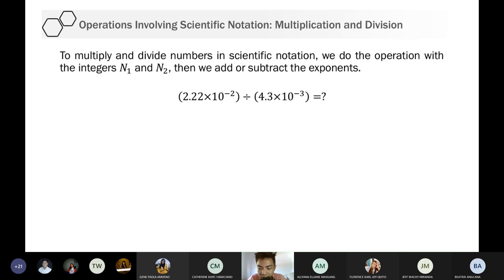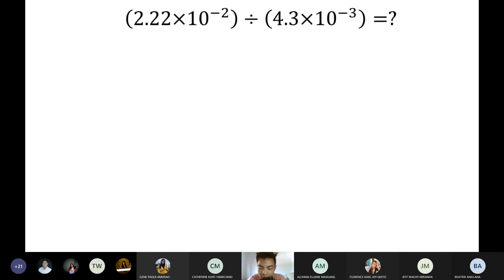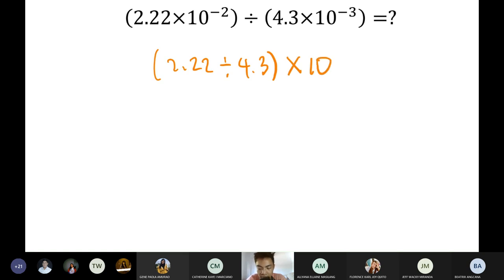Okay, so let's have another example. Division. When dividing, it doesn't matter if your exponents are different because you will do operations with them the same way as your coefficients. Let's have this example, 2.22 times 10 raised to negative 2 divided by 4.3 times 10 raised to negative 3. What I'm going to do with my coefficients is divide 2.22 divided by 4.3 times 10 raised to. But how am I going to deal with the exponents? You subtract them because the operation is division. So that's negative 2 minus negative 3.